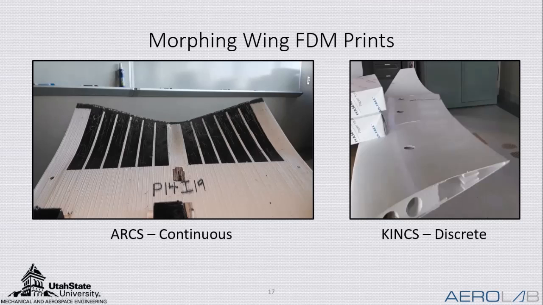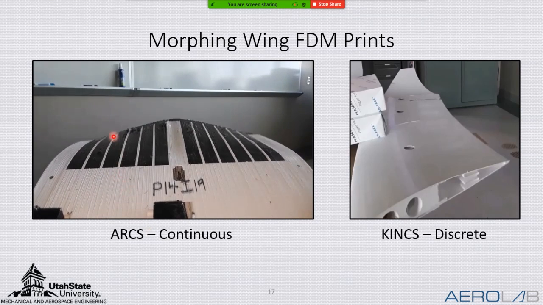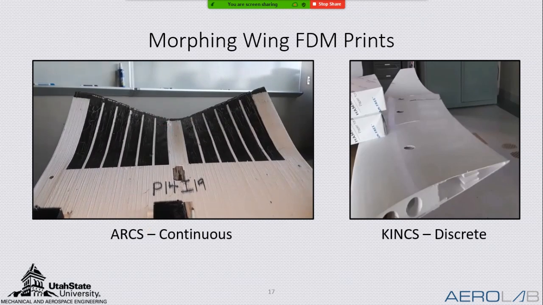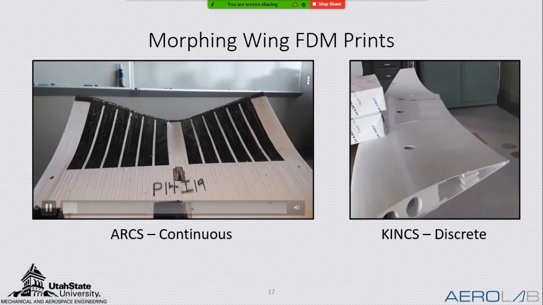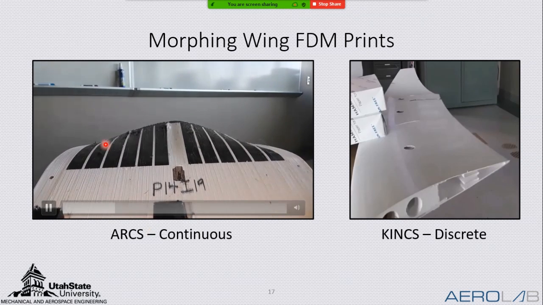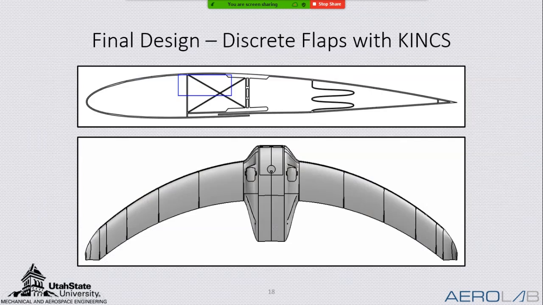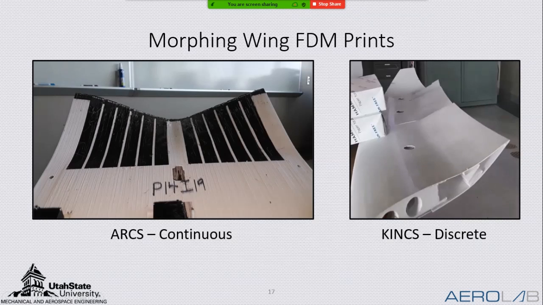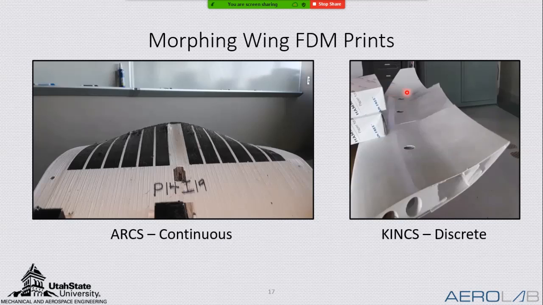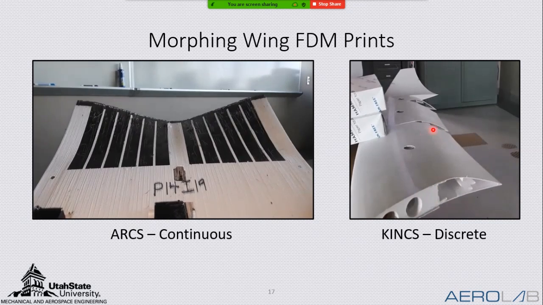And shown here is the ARCs design in a continuous control surface. So you can see that stretching that I was talking about earlier at the trailing edge and this differential gradient. We were able to get about 2.5 degrees per inch. And so as you can imagine, if you increase this morphing section width, you'd be able to get a little bit more deflection difference between actuators. Shown on the right is the discrete control surfaces with the kinks mechanism. And so you can see the distinct changes between surfaces.